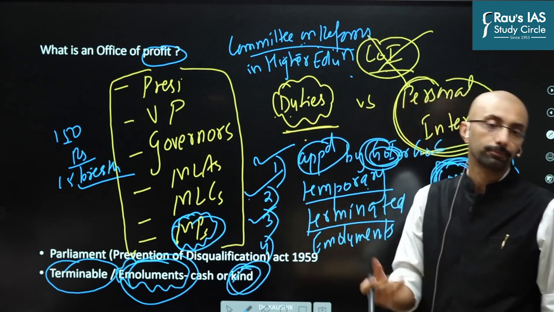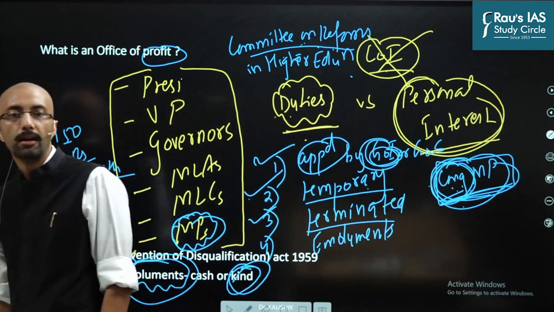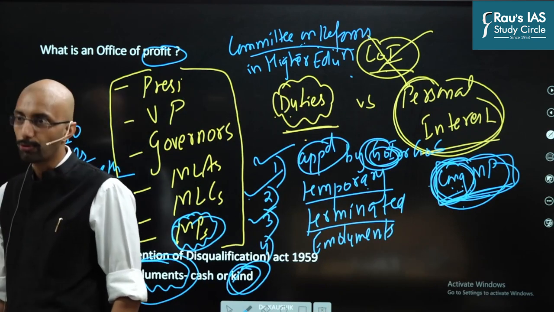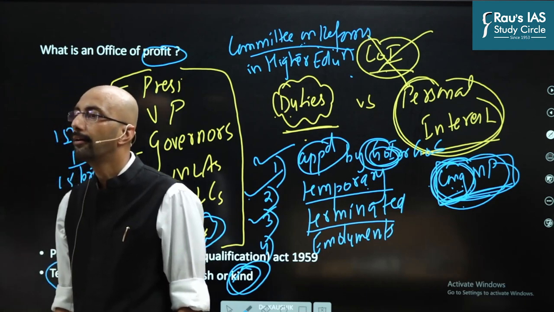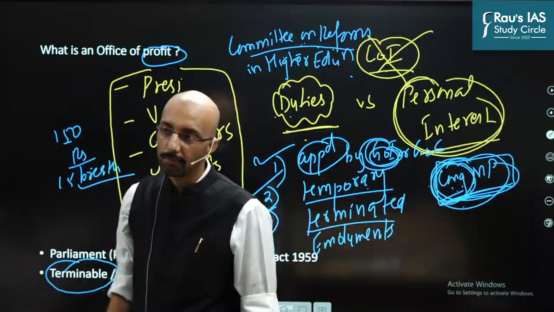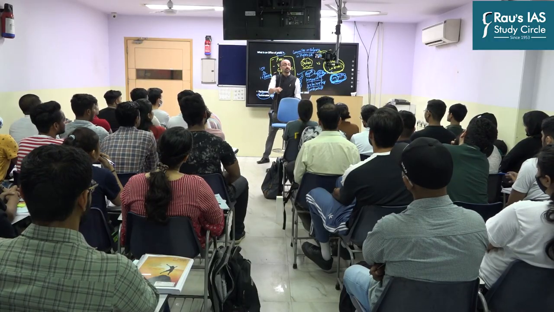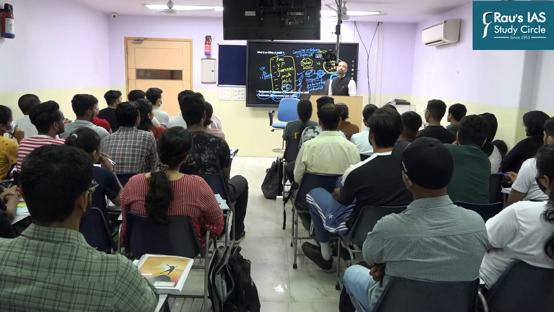For example, a car to pick the MP up from his home and drop him to the committee meetings. And he will use that car for other purposes also later. A free laptop would be given to him, right? Free office space will be given to him. A couple of staff will be given to help and assist him. And that together can be a very good amount of kind facilities.